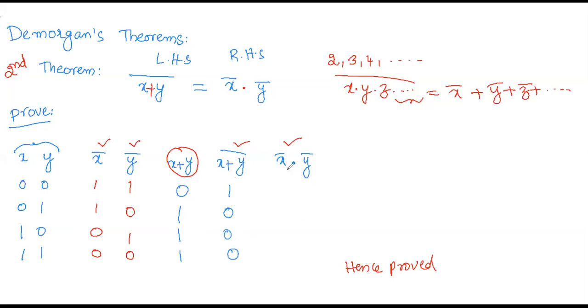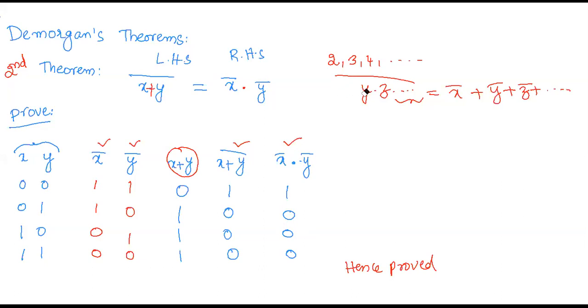Next, x bar dot y bar. Now do the multiplication of x bar and y bar. 1 into 1, 1 only. 1 into 0, 0. 0 into 1, 0. 0 into 0, 0. Now LHS is equal to RHS. Okay. (x plus y) bar is equal to x bar into y bar. Hence proved.